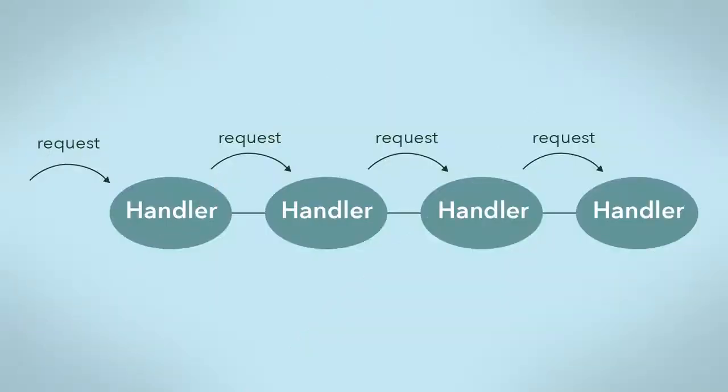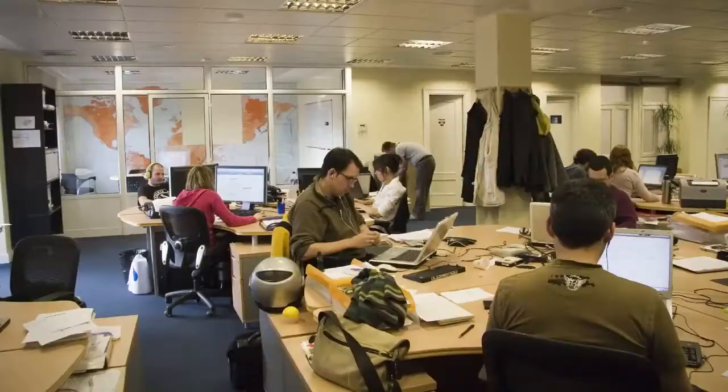This decouples the sender and receiver from each other. All the sender cares is that there is a handler for the request. It doesn't care which handler actually services the request. This implementation makes it very easy for the sender. For a real-life example of this design pattern, let's use a company bureaucracy.